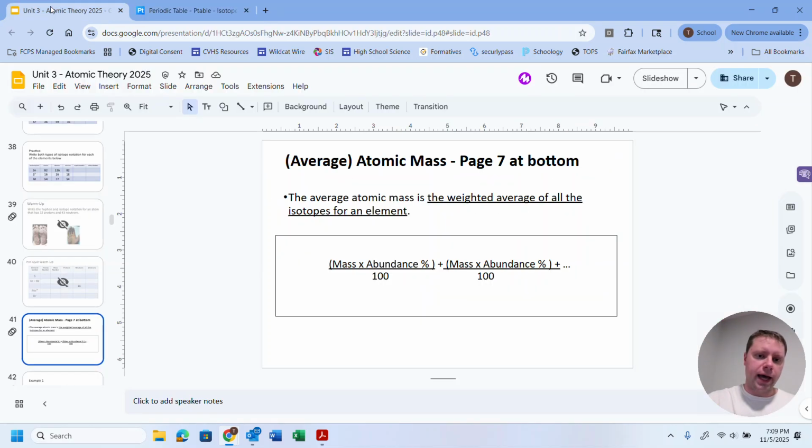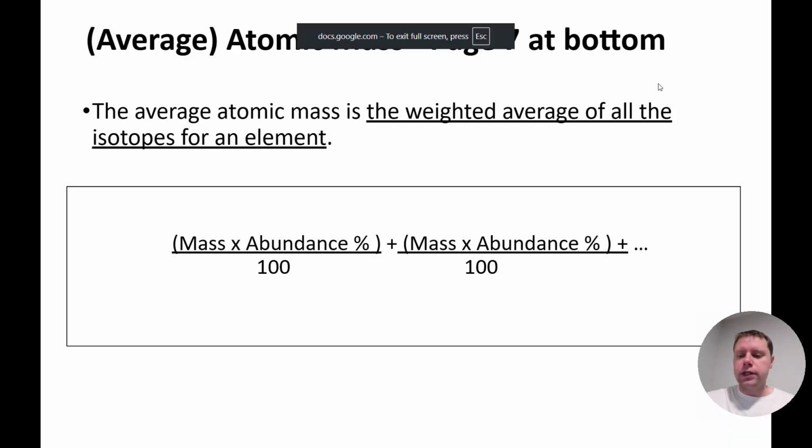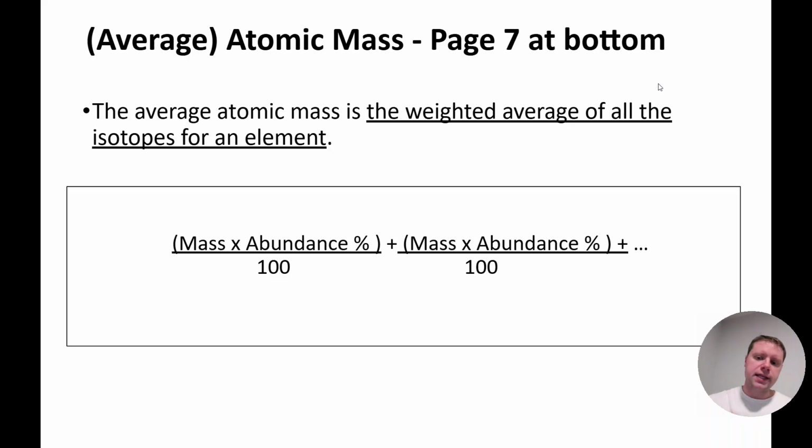Now, the way they do that, if we go back to our notes, is with this equation that you need to copy down. Okay, so they take the mass of the isotope, they multiply it by the abundance, which is typically given to you as a percentage, they divide it by 100, and then they add it to the next isotope, and so on and so on. So a couple things that I want to point out to you in this equation, first of all, there's this dot, dot, dot. So this dot, dot, dot means it keeps going and going and going.